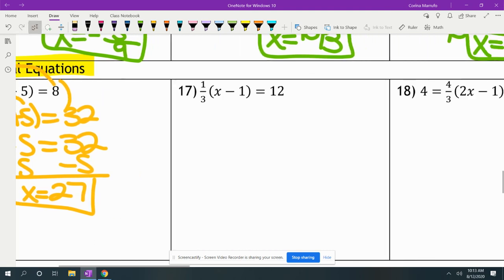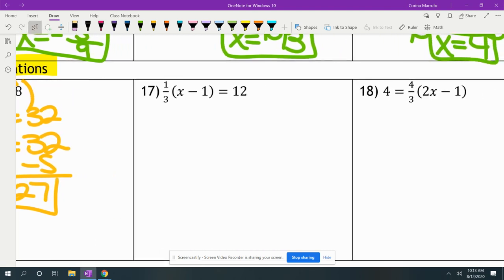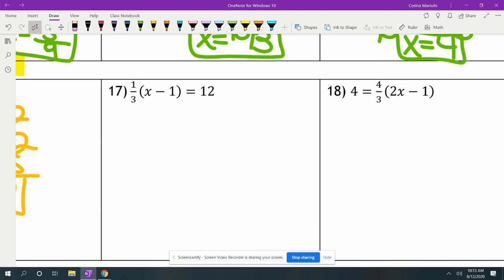All right, the next one. 1/3 x minus 1 equals 12. So on here, we're going to have to go ahead and get rid of that fraction, the 1/3 fraction. So in order for us to cancel out that 3 on the bottom, we're going to have to multiply it by 3. Okay, so we're going to distribute this 3 to this one. So 3 times 1 is 3, divided by 3 is 1.